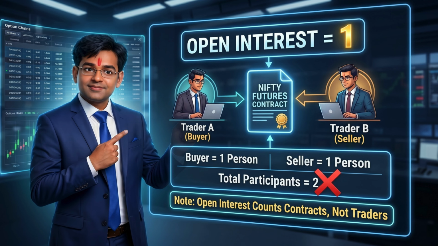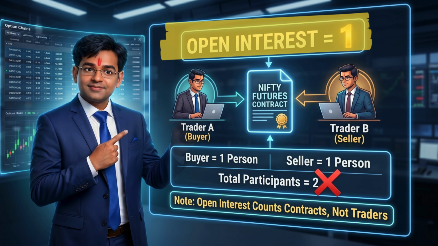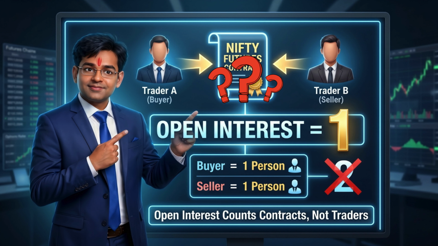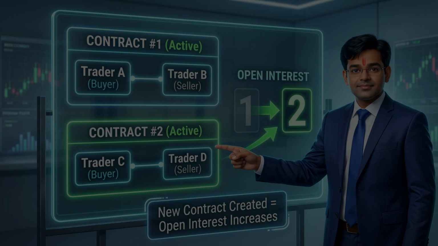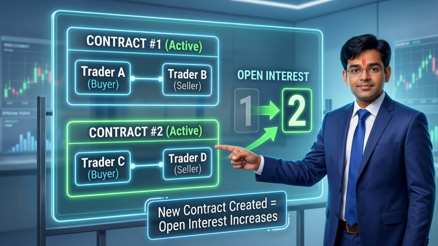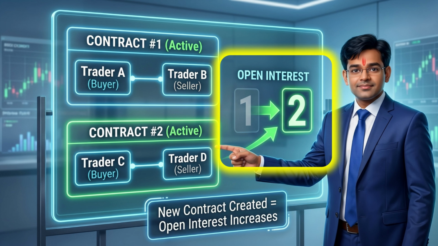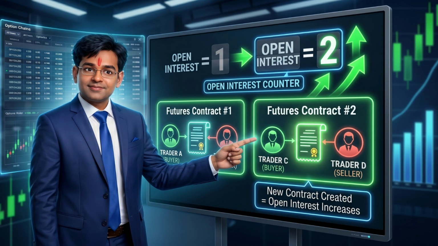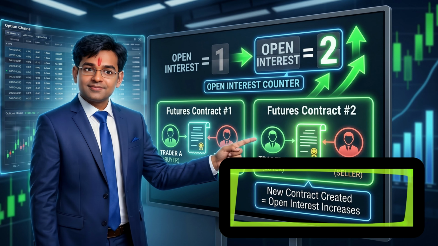Notice carefully. There are 2 people involved, one buyer, one seller, but open interest is not 2. Open interest is only 1. Why? Because open interest counts contracts, not traders. Whenever a new buyer and a new seller create a new contract, open interest increases. Two new traders enter the market. Trader C buys, Trader D sells. A completely new contract is created between them. As a result, the total number of active contracts increases from 1 to 2, and therefore, open interest rises to 2. Simple. More active contracts, higher open interest.